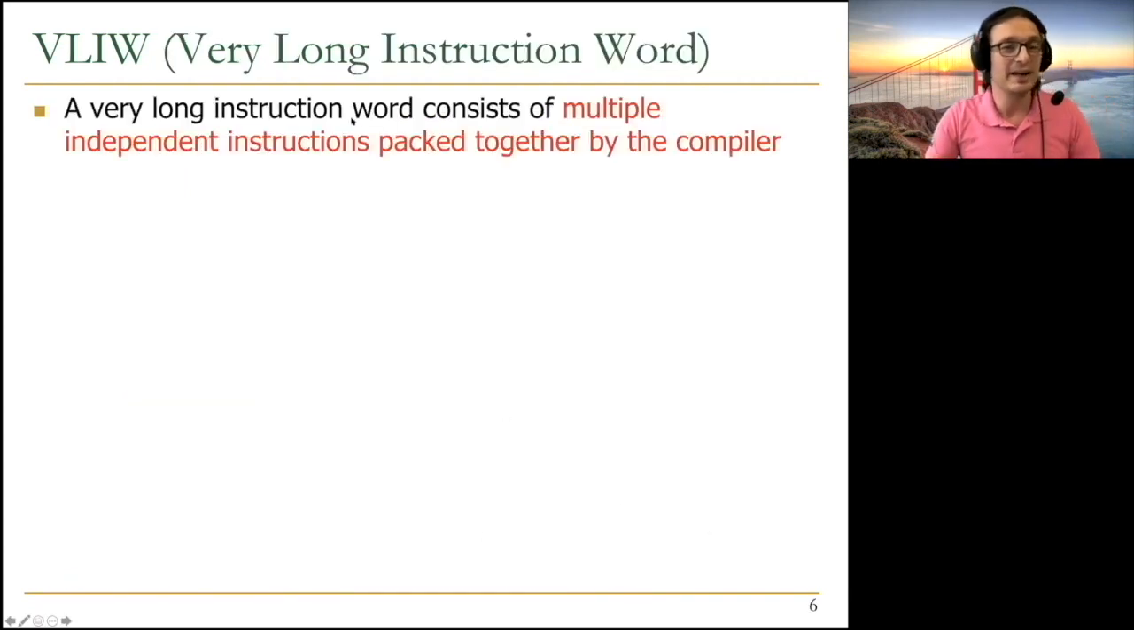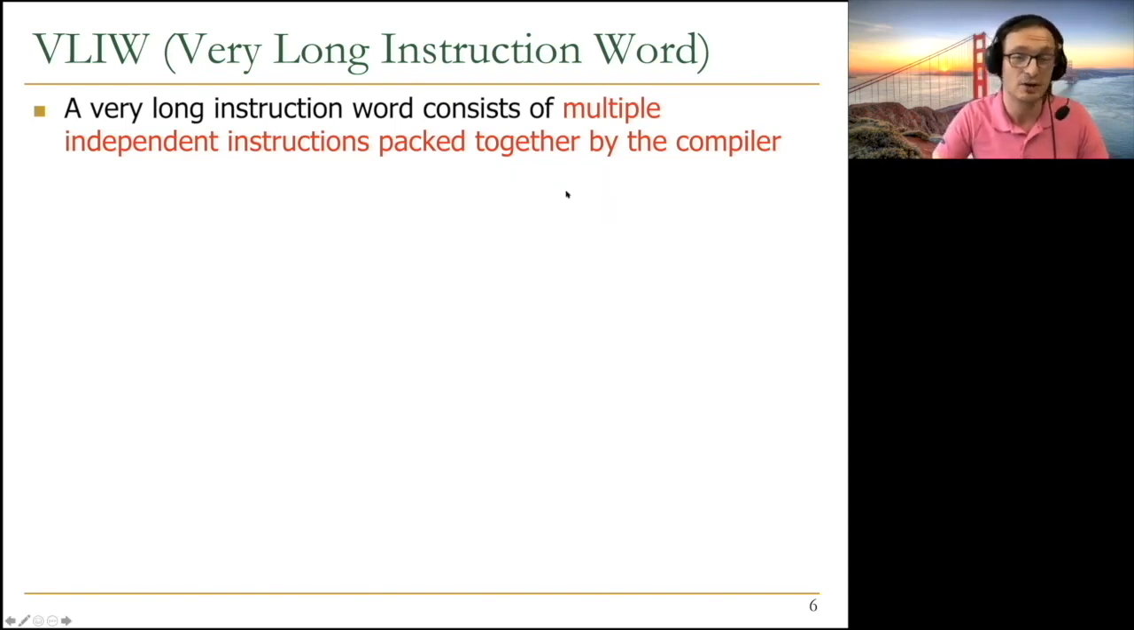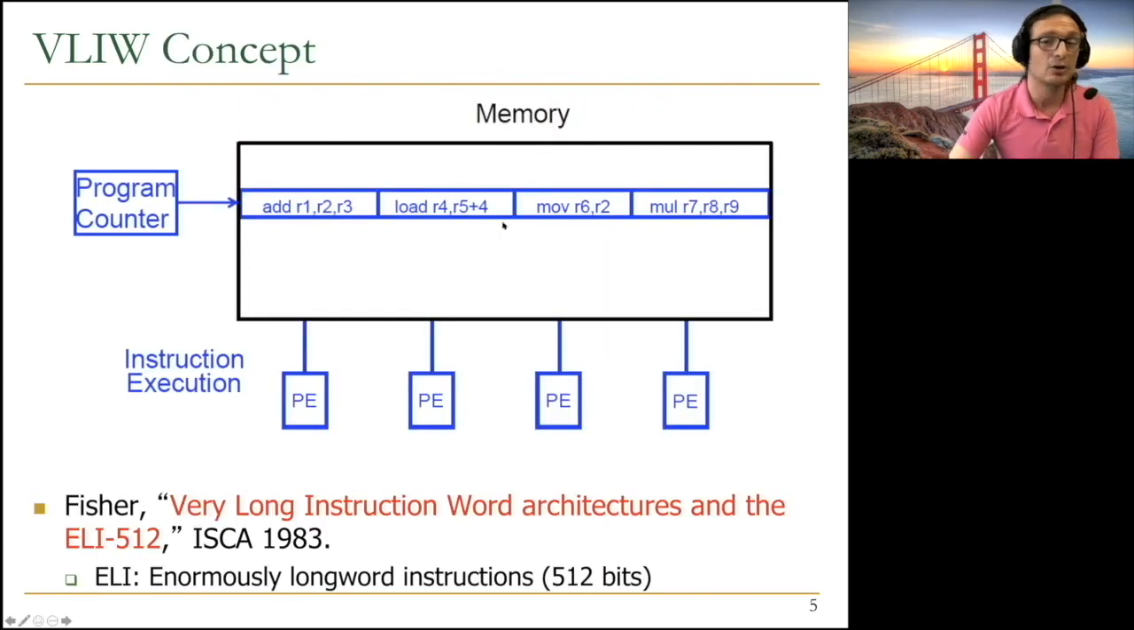So as I said, a very long instruction word consists of multiple independent instructions packed together by the compiler or the programmer. But programmer is tough, actually. In fact, the VLIW proponents also say it's very tough to program these machines. So you really need automatic compilation into them. But again, you can imagine programming at an assembly level as well. And packed instructions can be completely logically unrelated, as we have seen in the previous picture. If you go back to the previous picture, add, load, move, multiply, they're different instructions, right? They're different operations. You can have floating point operations also, etc.